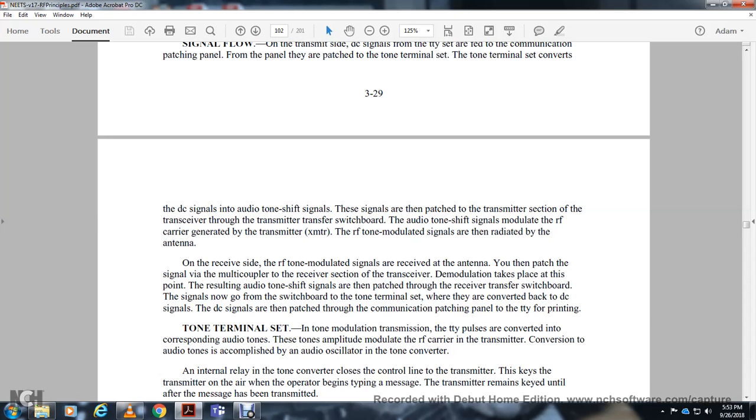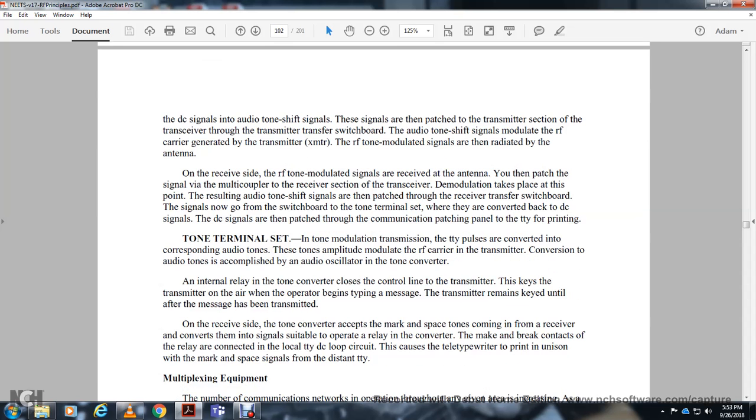At the receiver, the radio frequency tone modulated signal passes from the antenna through the multicoupler to the receiver section of the transceiver. Demodulation takes place at this point, resulting in an audio tone shift, which is then patched through the receiver transfer switchboard to the tone terminal set, where it is converted back to the DC signal. The signal is patched through the communication patching panel to the teletypewriter for printing.